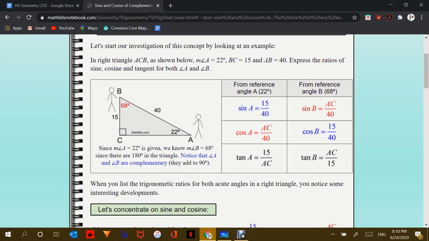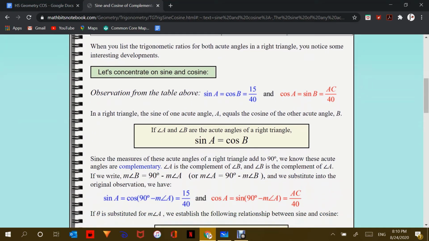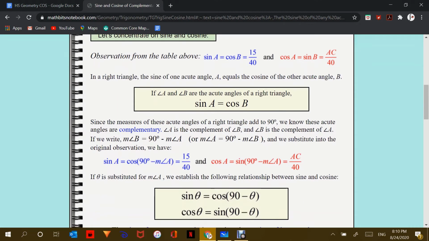And I guess there's another relationship: tangent of A is just the flipped version of tangent of B. But anyway, from the observation above, we can tell that sine of A is equal to cosine of B, and that cosine of A is equal to sine of B. So we can now conclude this holds if and only if A and B are acute angles of a right triangle. So basically, if they're acute and complementary.